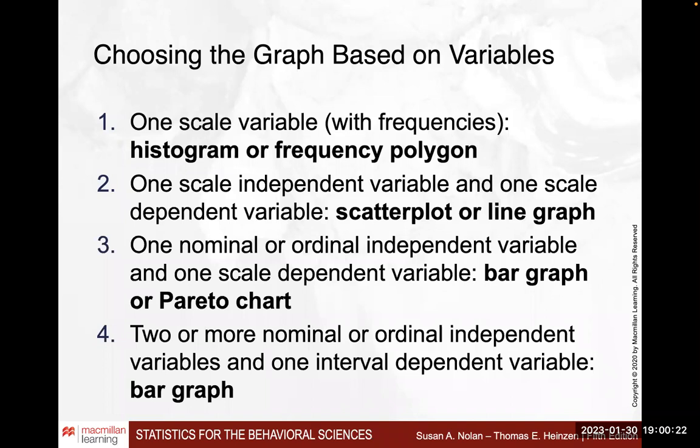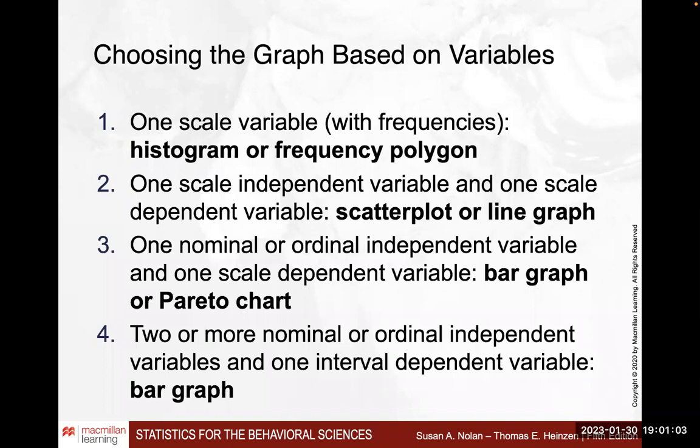So if you have one scale variable and you just want to understand the frequency and the frequency distribution, build a histogram or a frequency polygon. If you have one scale independent variable and a scale dependent variable, you build a scatter plot, or in the particular case when the x-axis, the independent variable, is time, you build a line graph. If you have one nominal or ordinal independent variable and one scale dependent variable, you do a bar graph. Or if the use case points out there's an advantage to order and rank them, then I do a Pareto chart.